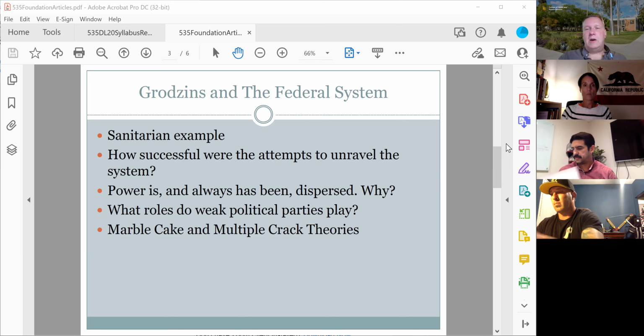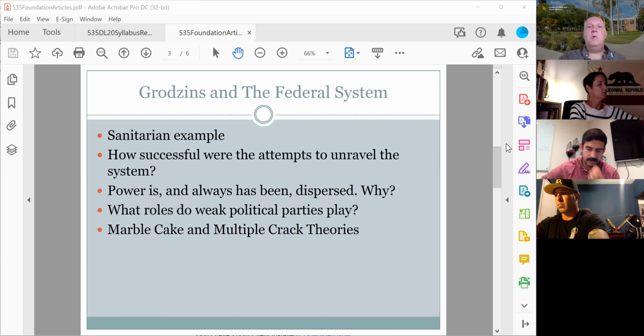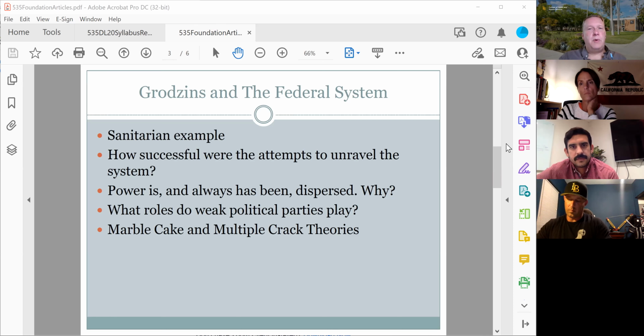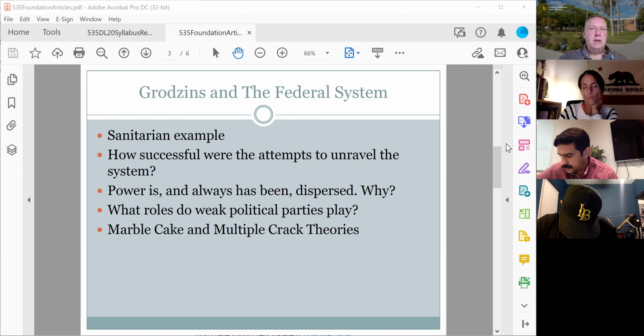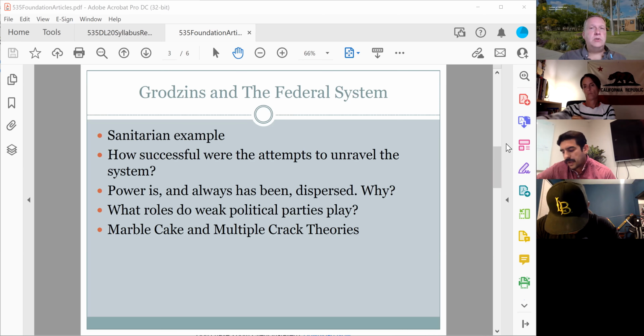Grodzins tries to turn that on its head, and Grodzins tries to argue that, well, there never really was a coordinate authority model. That even back in the 1700s and the 1800s, we had this overlapping authority model in that there were always shared functions, regardless of the policy, regardless of the issue. Functions were always shared between levels of government. Now, the degree of sharing may not have been great, but there was sharing involved between the different levels of government.